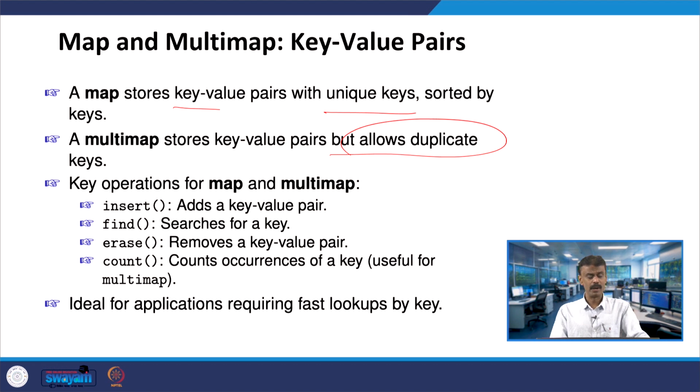Here you have several operations under map and multi-map. You have insert, you have find. Insert will add a key value pair, find will search for a key, and erase removes a key pair, it is like a delete. Count gives the occurrences of a key. Since duplicates are allowed in multi-map, this function count, which counts the occurrences of a key, will be useful. When you have a lookup table, there are many applications where you have lookups. In those applications, using map or multi-map will be useful.